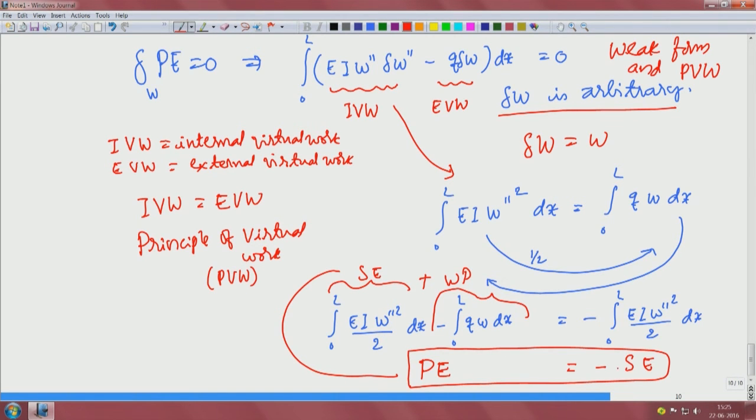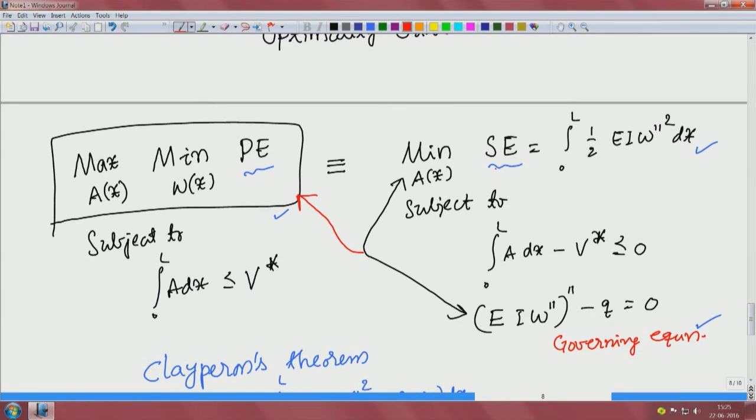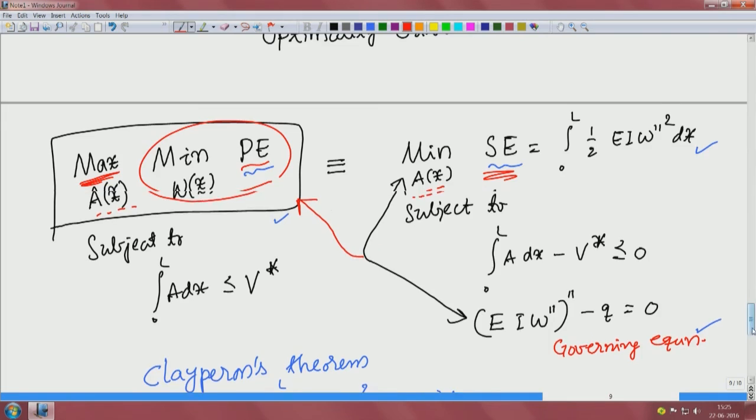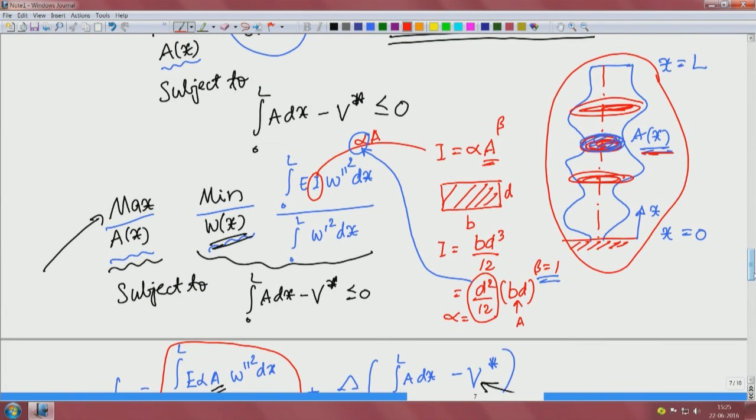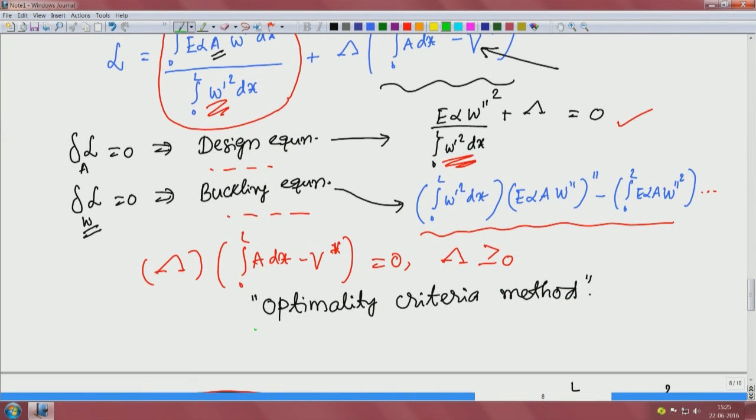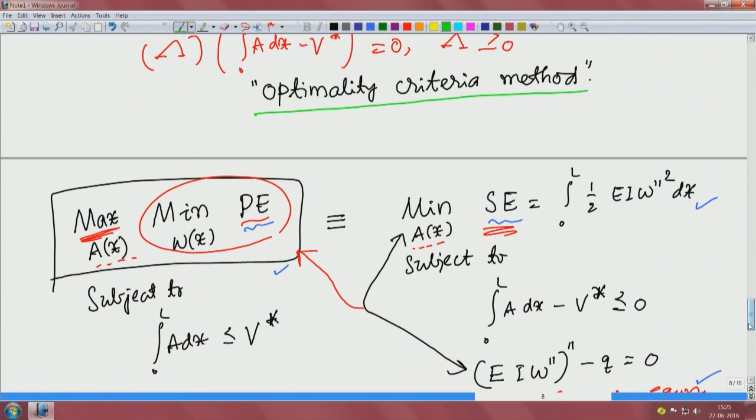And because of that, when we want to minimize strain energy, we are maximizing potential energy with respect to A of x, and minimizing potential energy gives us the governing equation. So, this max min formulation helps us solve problems, and that is how we can do the strongest column problem by doing it as this max min problem over here. Okay. So, this can be numerically done using the so called optimality criteria method. All right. So, we will look at a program in the next lecture as to how the strongest column thing works.